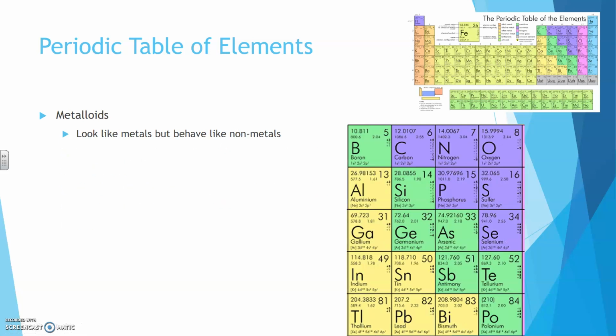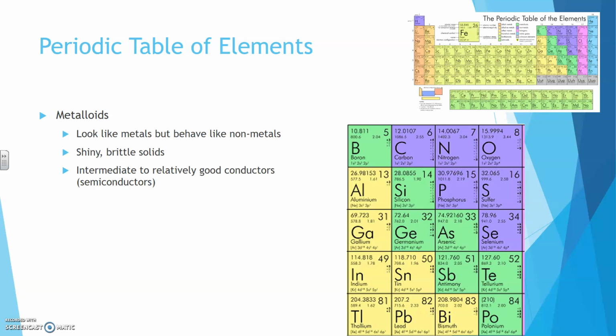Alright, then we've got the metalloids. So these are the ones in green. Again, they will look like metals, but they behave like non-metals. So they're the really kind of weird ones. They are shiny, but they are brittle, so very unlike regular metals. They are kind of intermediate to relatively good conductors.